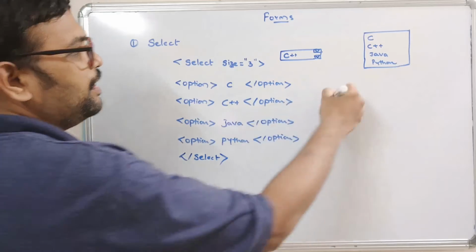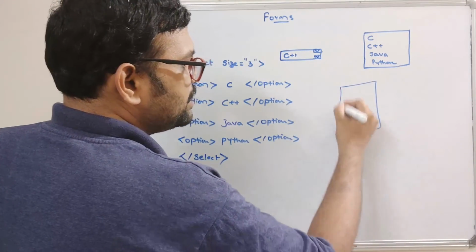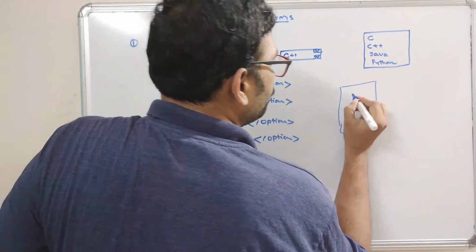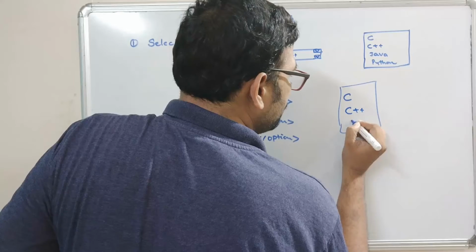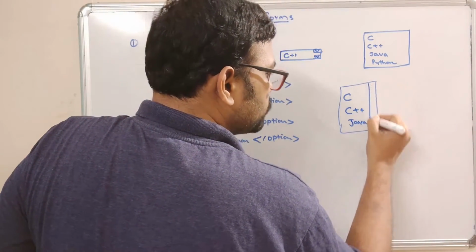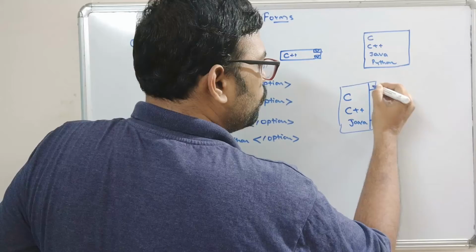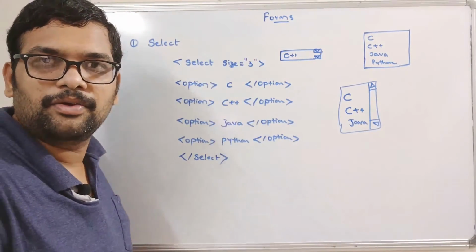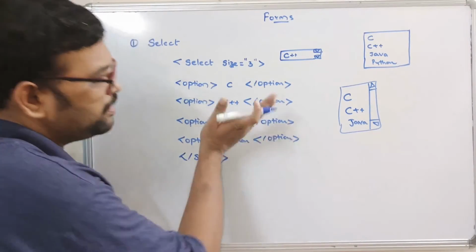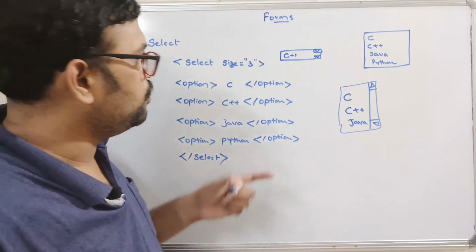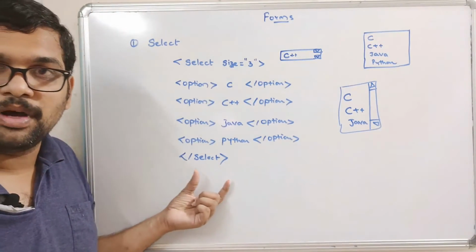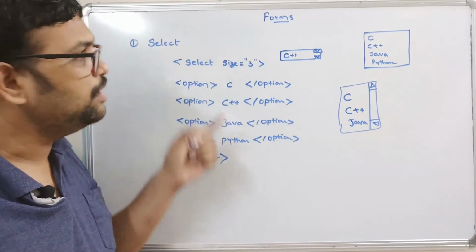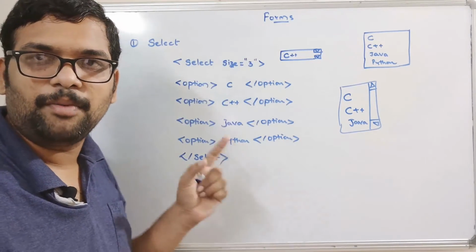So this will create a select and it will display the size of 3. Only 3 will be displayed, C, C++ and Java, and there will be a scroll bar, and in order to select more things, you have to scroll down. If you scroll down, automatically the Python will come upward. So in order to create this one, we have to go with the select tag. Okay, so this is one of the form elements, right?